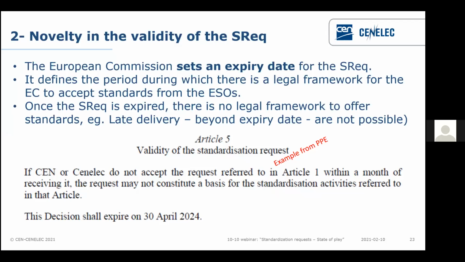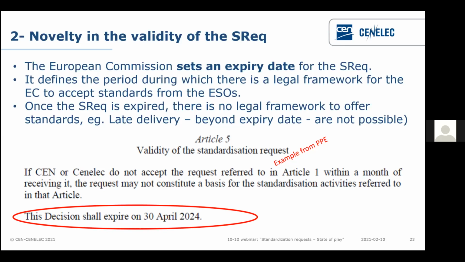So the second novelty is that the European Commission always sets an expiry date for the standardization request. This expiry date defines the period during which there is a legal framework for the EC to accept standards from the ESOs. Once this standardization request is expired, there is no legal framework to offer standards. You will see here the article. This is again an example from the PPE, but this Article 5 is everywhere in the new standardization requests. This decision, so the standardization request, which is a Commission implementing decision, that's why it's called decision, shall expire on 30 April 2024.